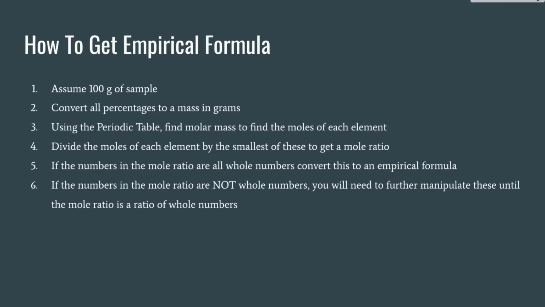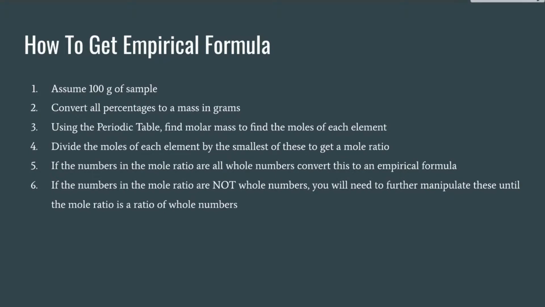Steps on how to get the empirical formula. First, you need to assume that there are 100 grams of the sample. Then you convert all percentages to a mass in grams. After that, you use the periodic table to find the molar mass to find the moles of each element. Step number 4 is to divide the moles of each element by the smallest of these to get a mole ratio.